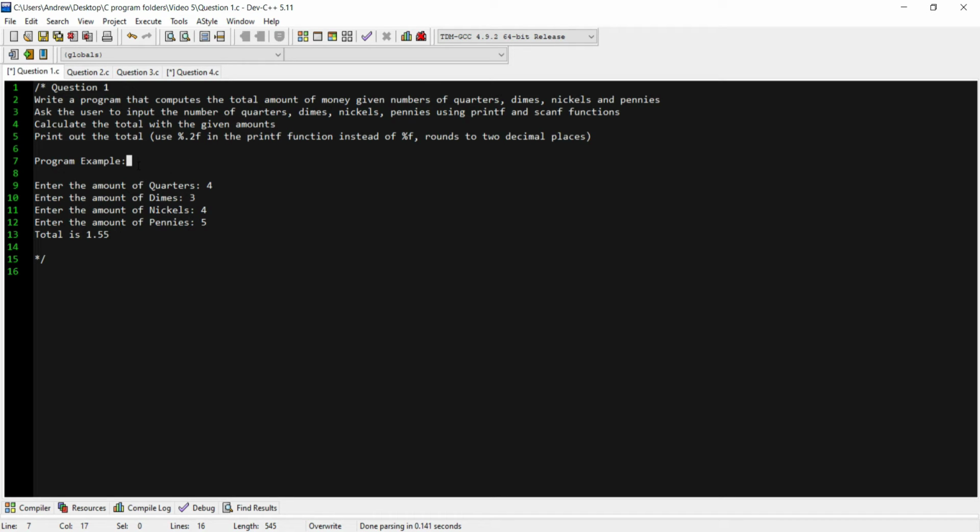All right, so here's a program example. This is while the program is running, right? Enter the amount of quarters, and the user will input this, and it'll move to the next question. The user will input this. Go to the next question. The user will input this. Same thing here. And now this is going to be automatically calculated and printed out.